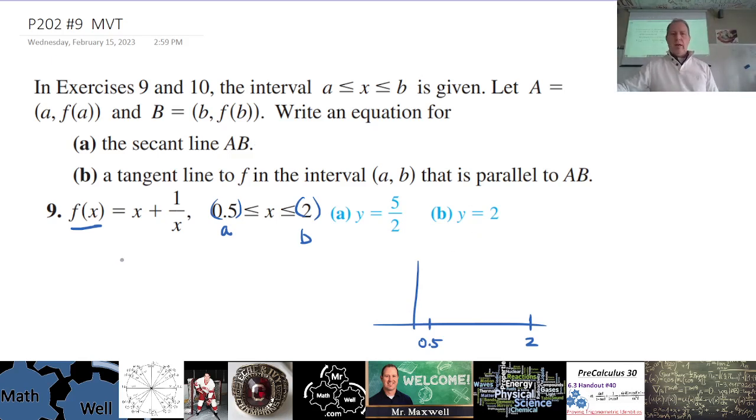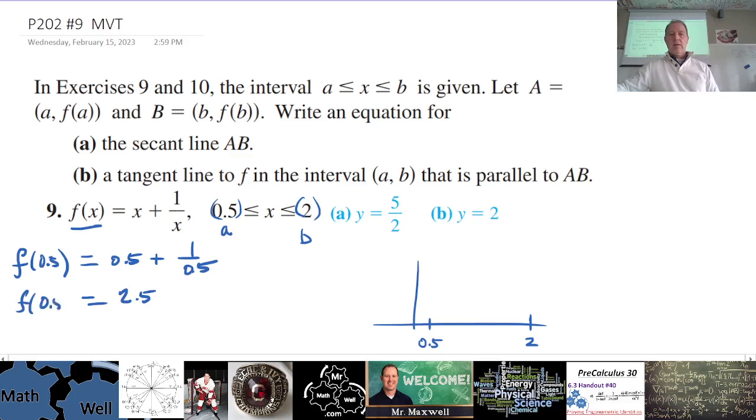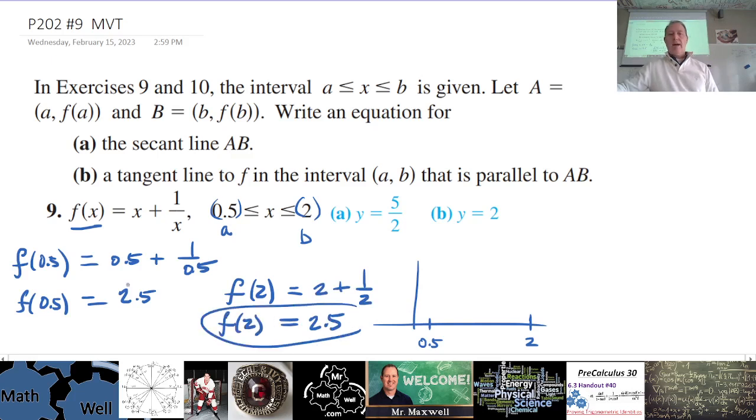Okay, so if I find out what f of 0.5 is, that's going to be 0.5 plus 1 over 0.5, which is 1 over 0.5 is going to be 2. And then plus 0.5, so 2.5. Now, f of 2 is going to be 2 plus 1 over 2, which is also 2.5. So f of 2 is also 2.5, okay?